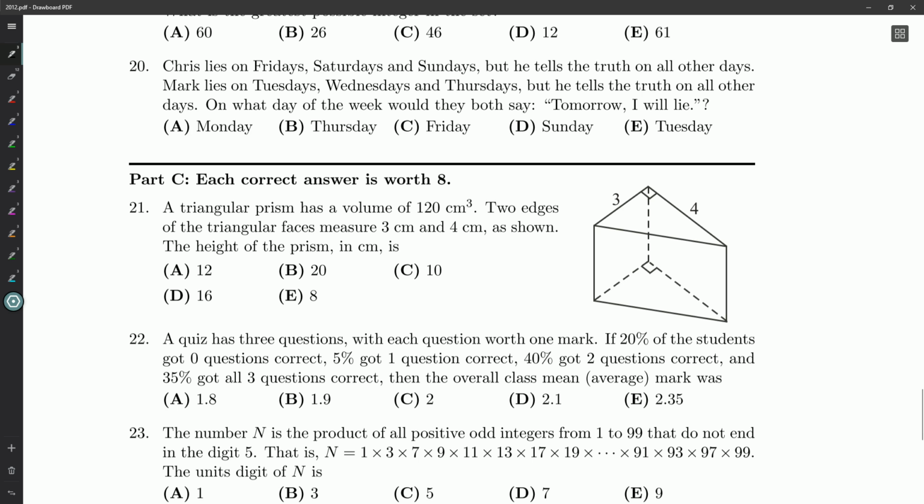Hello, everybody. I hope you're all doing well and you're ready to start the last 5 questions on our Gauss paper. We're going to start part C in this video with question number 21.